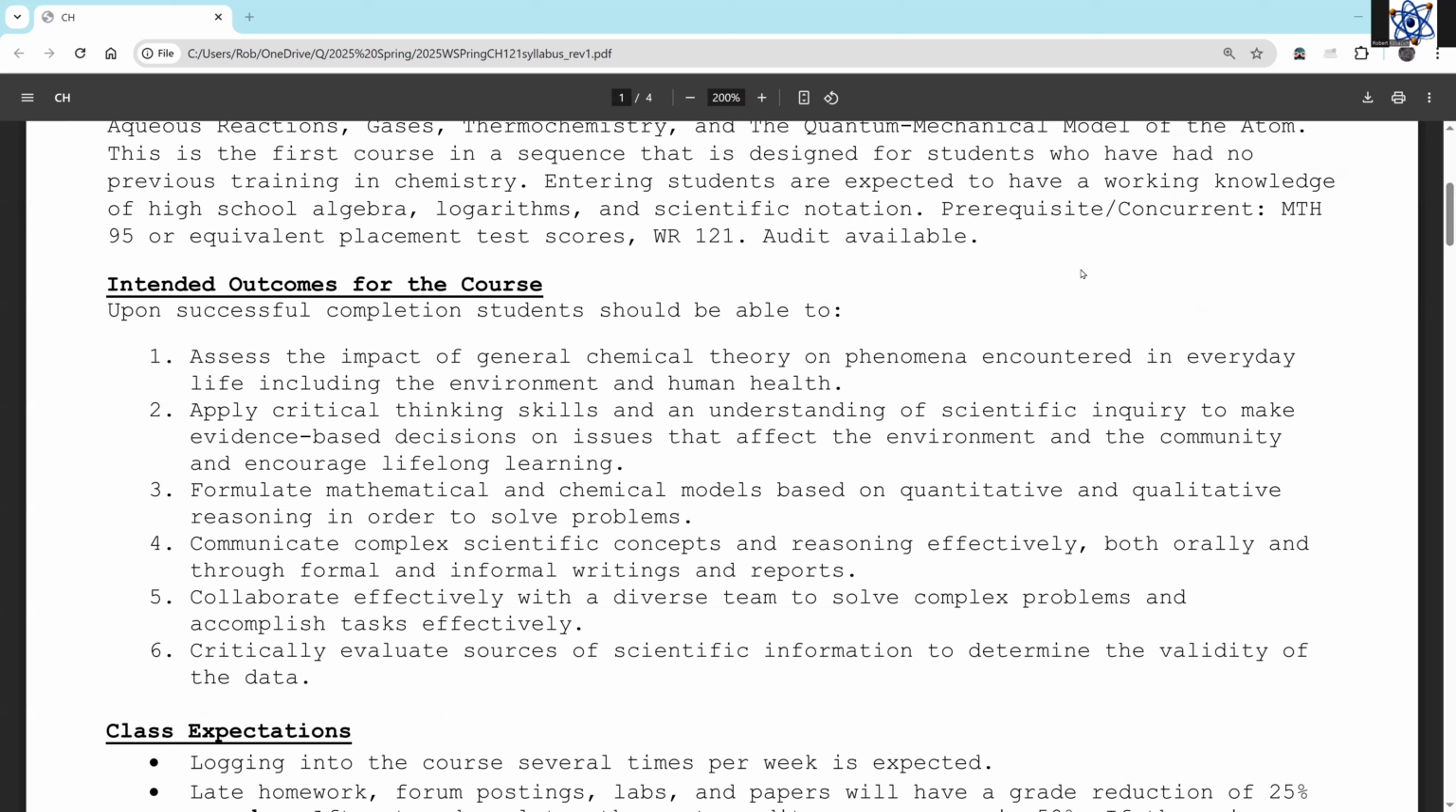There's a little bit of this associated with the online forums. And the last one is critically evaluate sources of scientific information to determine the validity of data. This is really bad right now, especially in the United States, where people will just make stuff up and cite things that aren't actual studies. And so I need us to be able to look at something that we're reading and then determine if that thing is valid or not. So we'll do a bunch of that in this class.